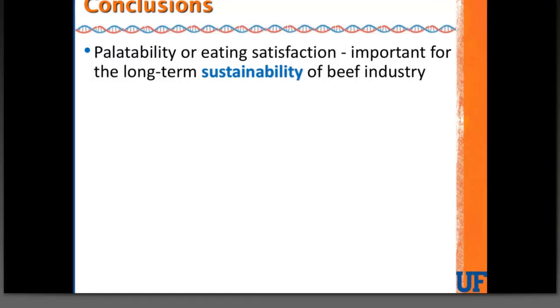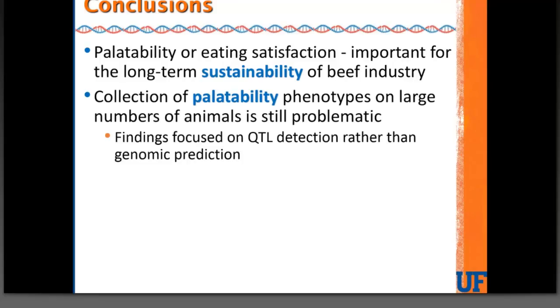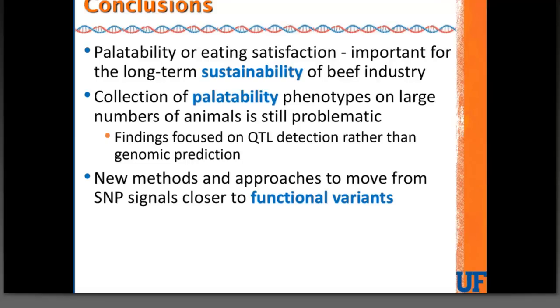So to wrap it up, I strongly believe that palatability or eating satisfaction should be very important for the long-term sustainability of the beef industry. But we also need to keep in mind that these are quantitative traits. They are difficult to predict and improve. They are difficult and expensive to measure. They are measured late in life. And collection of palatability phenotypes on a large scale is really not practical. It's really not feasible for the very same reasons, which makes it difficult to consider a genomic prediction or genomic selection program. However, these and future studies can be successful in identifying QTLs for these traits, and new methods and approaches are already available, as I showed you, to move closer to the functional variants controlling these traits.